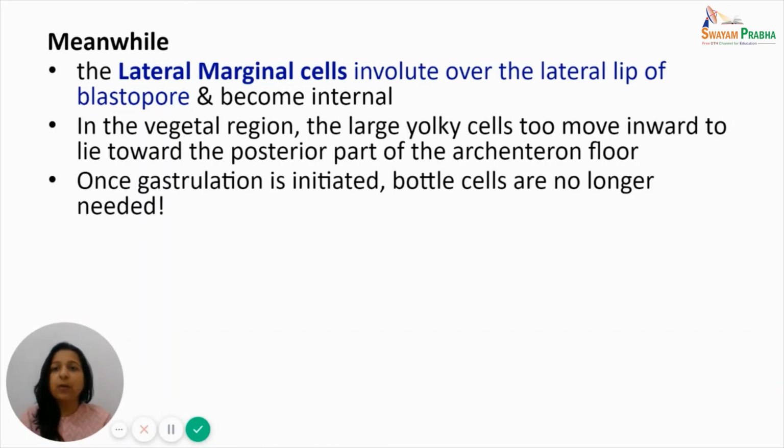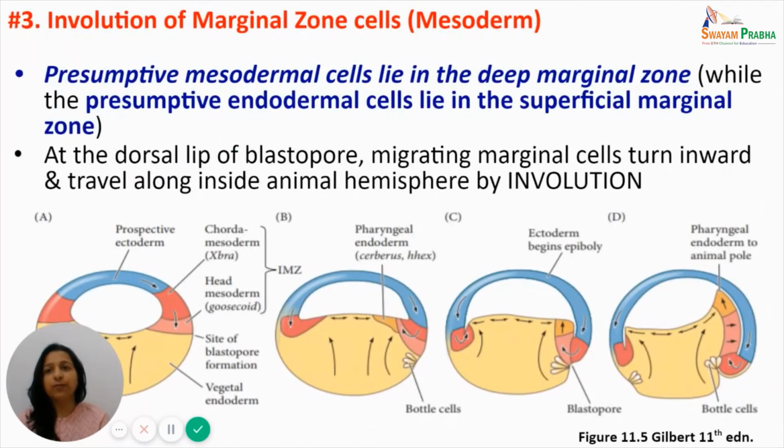And remember, once gastrulation is initiated, there is no more need for bottle cells. There are certain experiments which have shown that if bottle cells are removed after the initiation of gastrulation, it does not affect any further gastrulation movements in the embryo.